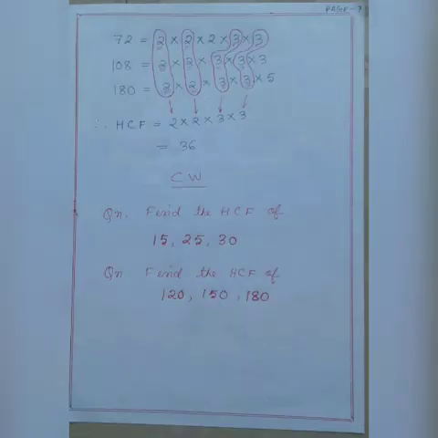In the three numbers, I can see that 2 into 2 into 3 into 3, which are common in all the three numbers, is the HCF. So HCF will be 2 into 2 into 3 into 3, which is equal to 36. Now if we do some exercise, you will understand the procedure.